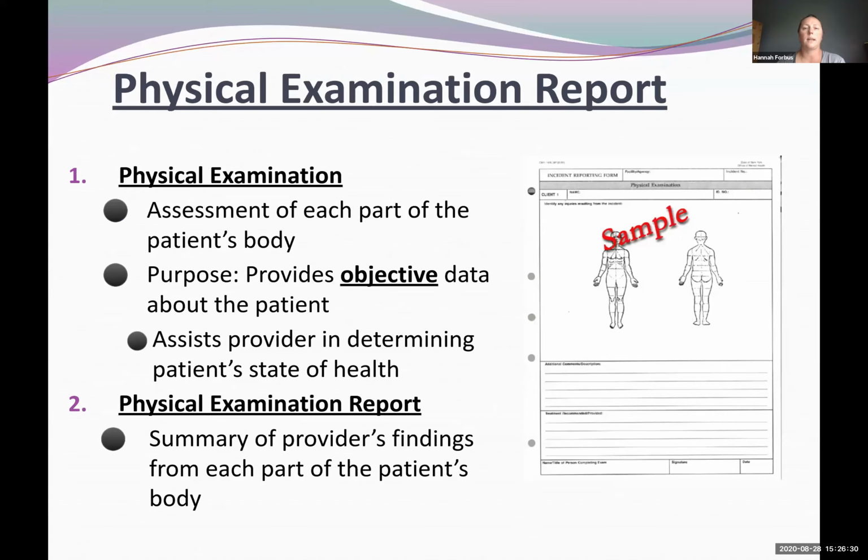The physical exam report includes an assessment of each part of the patient's body. The purpose is to provide objective data about the patient, and it assists the provider in determining the patient's state of health. And typically includes a summary of the provider's findings from each part of the patient's body.